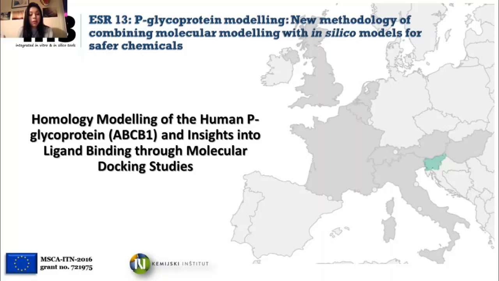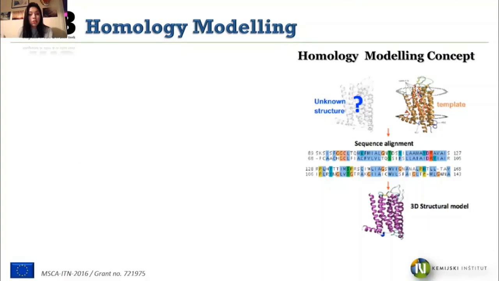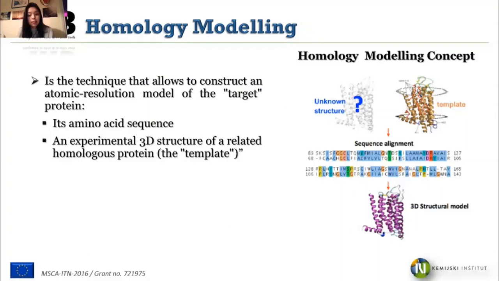Part of my work consisted in docking studies performed into a homology model of the 3D structure of the human PGP. For the docking studies, I built a homology model because at the moment the crystallographic structure of the human one was not yet available in the inward-facing conformation.